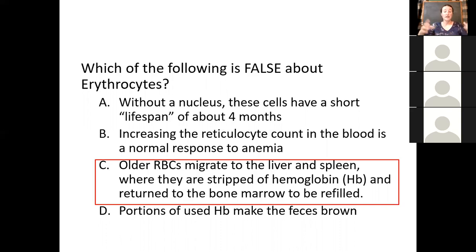Bilirubin has this yellowish tint, and so it helps to make feces brown and urine yellow. Any questions about that? All right, very good then.